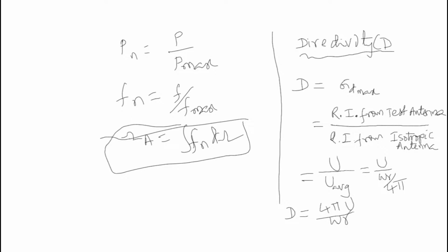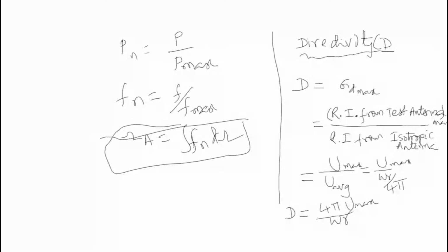I forgot to write one thing. D equal to GD max. But this entire thing is the definition of the GD only. So maximum means the numerator should be maximum. When the numerator becomes the maximum, then only you will get the U max. Here also U max, 4 pi U max divided by WR.